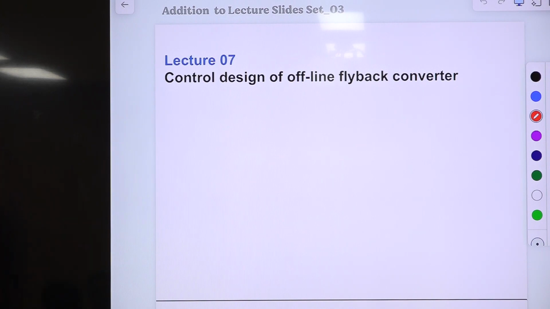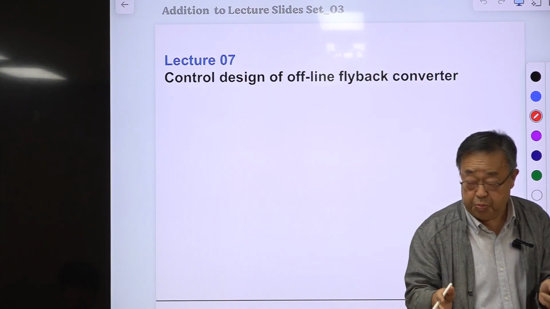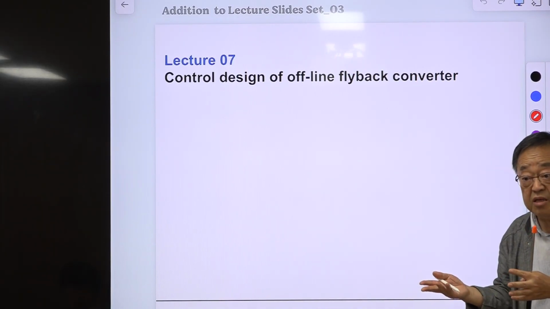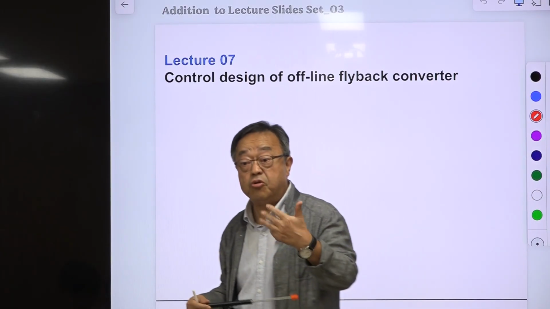First, I present the current loop design. We define the current loop and the voltage loop, so there are two designs: the current loop design and the voltage loop design. Once we finish the current loop design, we can evaluate the control to output transfer function with the current loop closed. I'll explain that later in detail. Then the remaining step is just the voltage loop design.